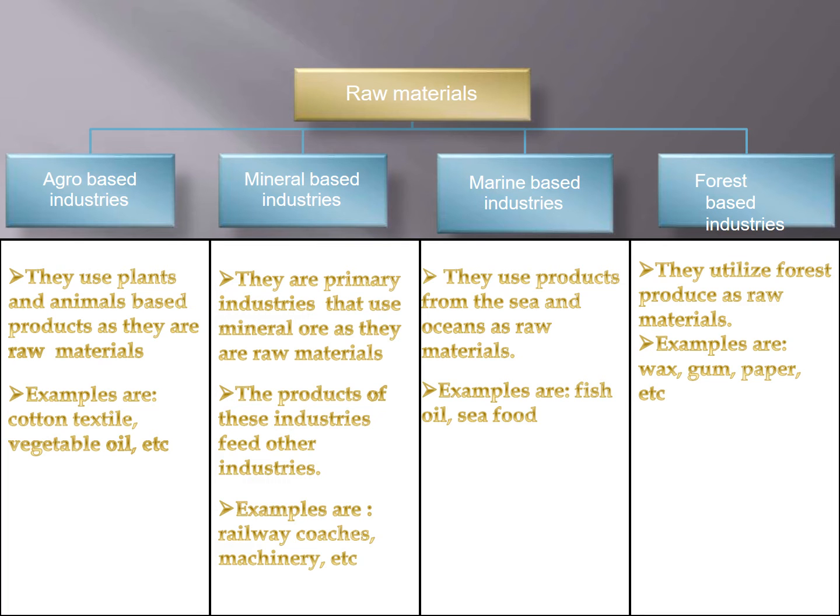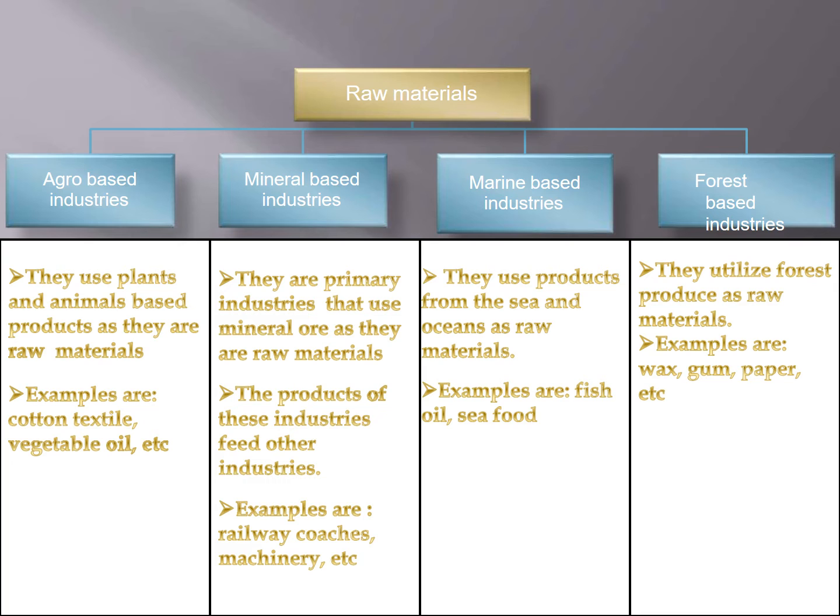The first one is raw materials. So it can be agro based, mineral based, marine based, and forest based. So what is agro based? They use plant and animal based products, like cotton, textile, vegetable oil. So they basically use plant and animal based products.